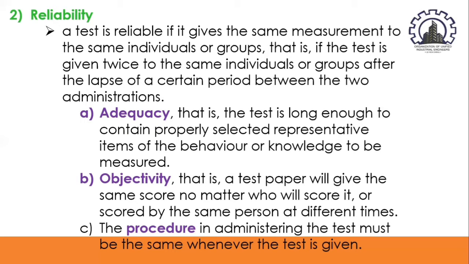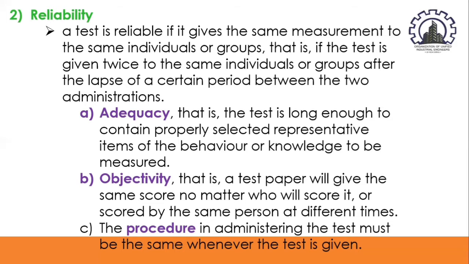Now, if a test is scored by Miss Ando and the score is 85, and that's scored by Miss Feria without knowing the score given by Miss Ando, and the score is also 85, then the test is objective. And finally, the procedures in administering the test must be the same whenever the test is given. So besides, the test must also be given under the same conditions of the room.